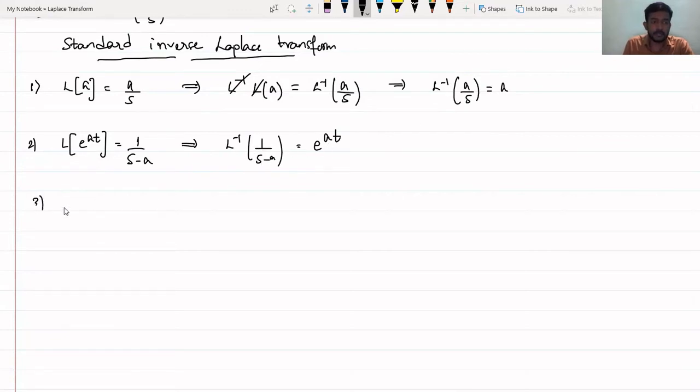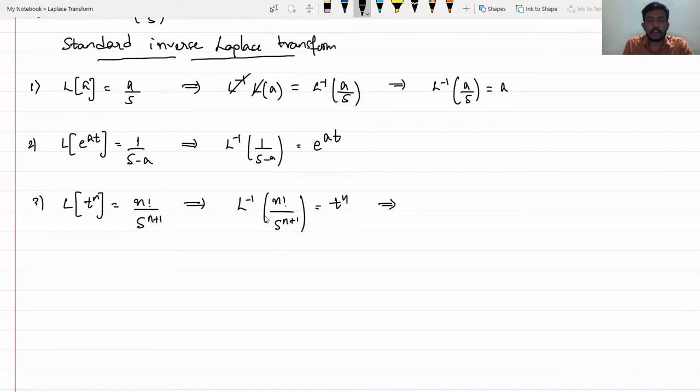The next one, we know that the Laplace transformation of t to the power of n is equal to n factorial by s to the power of n plus 1, which implies that the inverse Laplace transformation of n factorial by s to the power of n plus 1 is equal to t to the power of n. Sometimes we will not have this n factorial constant. That is, if I want to find the inverse transformation of 1 divided by s to the power of n, what do we get here?